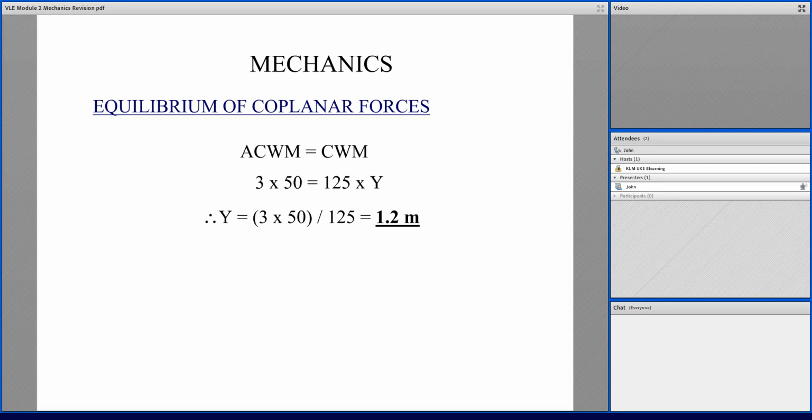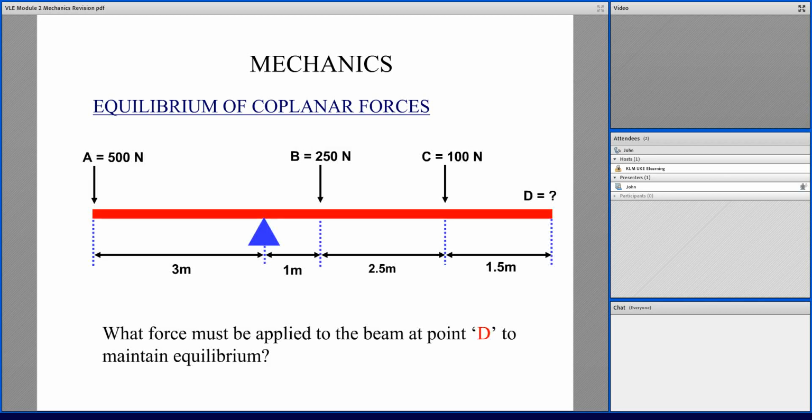The newton units cancel each other out, so we're left with meters, which is what we wanted, as y was the length. So the force of 125 newtons was acting at a distance of 1.2 meters from the center of the fulcrum B. Very simple. Going on then, a slightly more complicated problem.